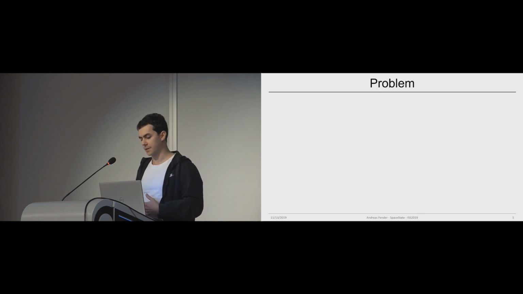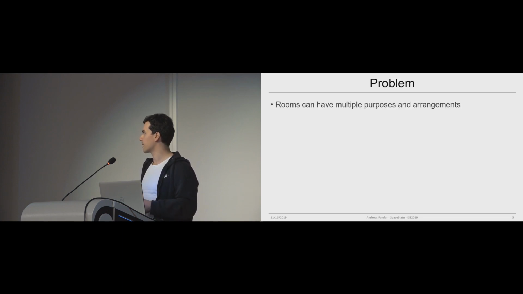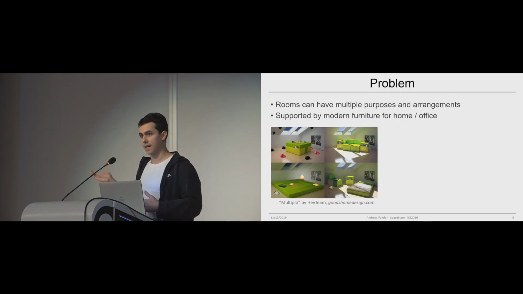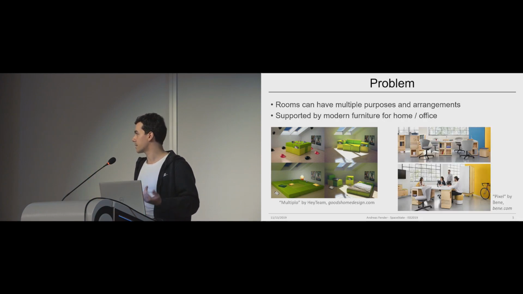But the problem here is that rooms can have multiple purposes and hence can also have multiple arrangements. And this is also supported by modern furniture for home or office environments. So for instance, on the left, we can see the same furniture in the same space, just rearranged, made possible by that sort of modular furniture. And similarly, in office environments, there are also companies providing modular furniture to quickly rearrange the same space depending on how the space is used. For instance, the top is for working, and the lower part is for having guests or meetings or whatever, and it's still the same space.